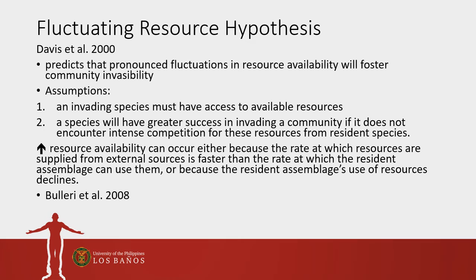The fluctuating resource hypothesis predicts that pronounced fluctuations in resource availability will foster community invasibility. The assumptions are that an invading species must have access to available resources. And the second assumption is that a species will have greater success in invading a community if it does not encounter intense competition for these resources from resident species. High resource availability can occur either because the rate at which resources are supplied from external sources is faster than the rate at which the resident or native assemblage can use them, or because the resident assemblage's use of resources declines.